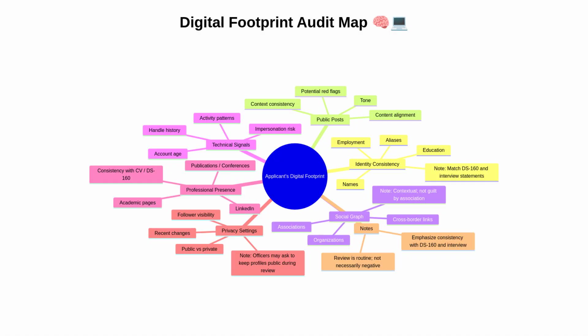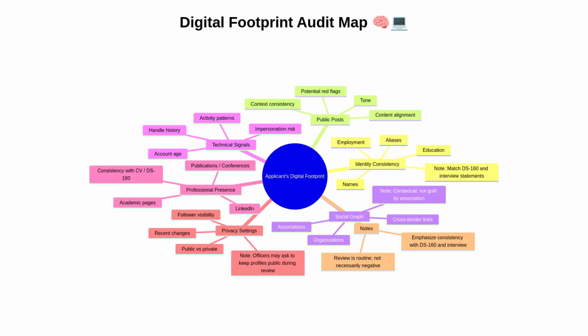This mind map breaks down the typical areas of a digital footprint review. At the center is the applicant's digital footprint. One branch is identity consistency, covering names, aliases, employment, and education, which should align with the DS-160 and interview statements. Another branch is public posts, looking at the general tone and any potential red flags. The social graph considers visible associations or organizations.